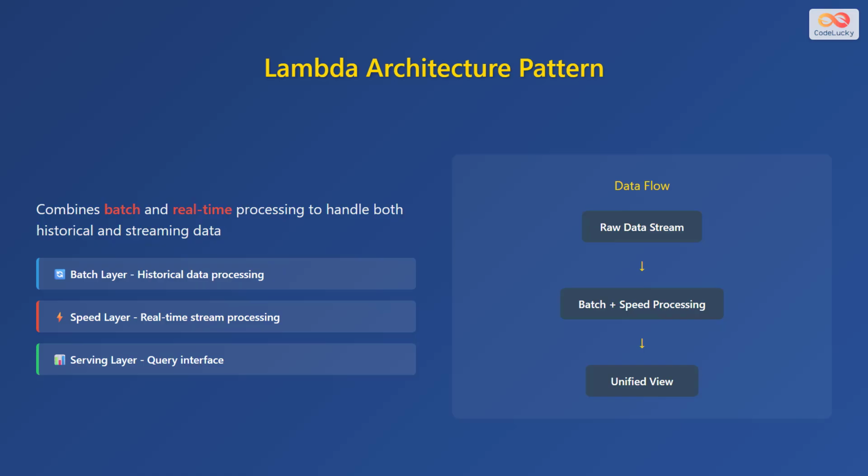The Lambda architecture pattern combines batch and real-time processing to handle both historical and streaming data. The first layer is the batch layer, which focuses on historical data processing. The second layer is the speed layer, which deals with real-time stream processing. The third layer is the serving layer, which provides a query interface for accessing the processed data. Data flows from a raw data stream through both batch and speed processing layers before being unified into a single view.